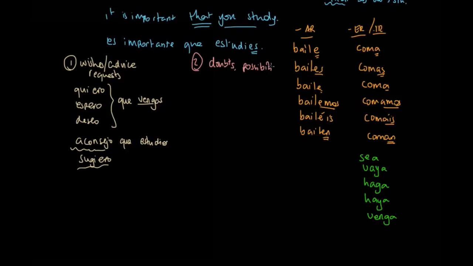Yeah, doubts and possibilities. So things like es posible. Okay, es posible que. Es probable que. It is possible that. It is likely that. Es necesario. It is necessary that. Es imprescindible. It's essential that. Es imposible. It's impossible that. Also things like no estoy seguro.